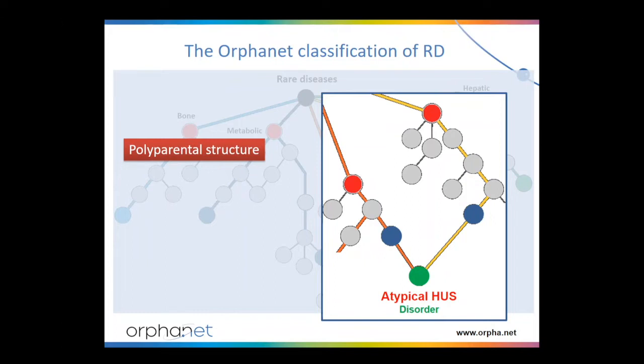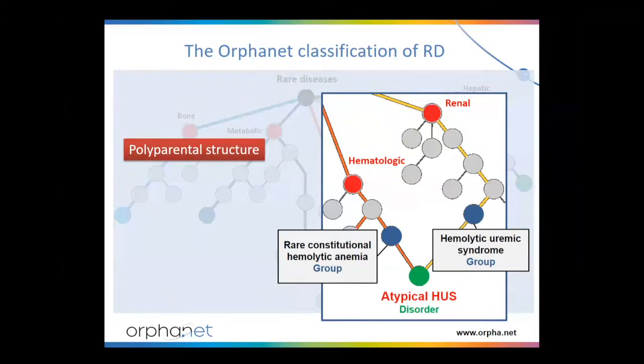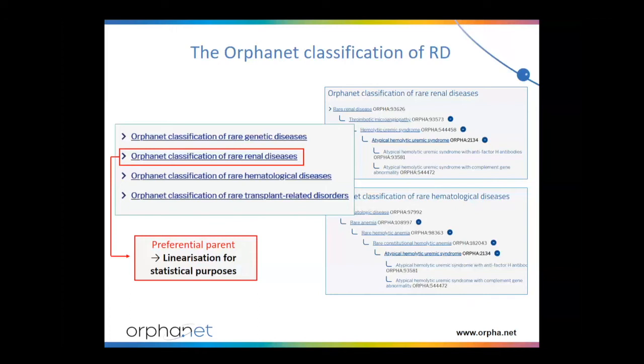Therefore, it is present in the renal diseases classification, in the HUS group as we saw earlier, but it is also included in the hematologic diseases in the group of rare constitutional hemolytic anemias. In this case, we say that the entity is multi-classified. About 70% of entities present in the nomenclature are multi-classified, which poses a problem for statistical analysis, since if you do a counting of diseases using several classification groups, you will count many entities more than once.